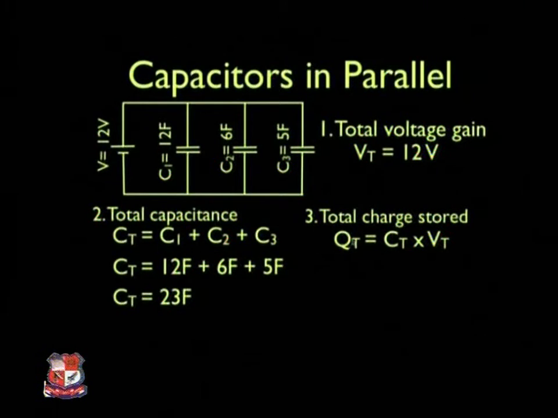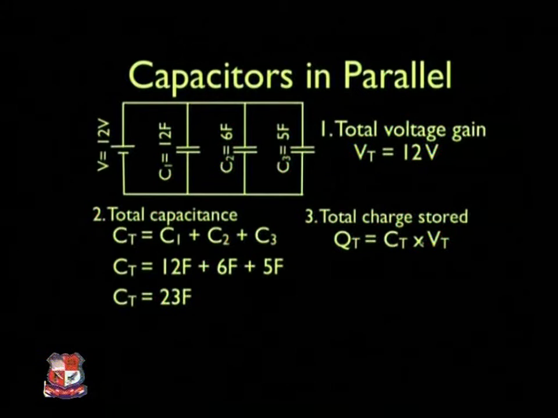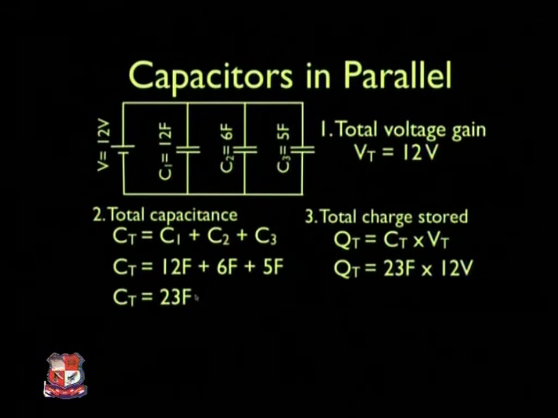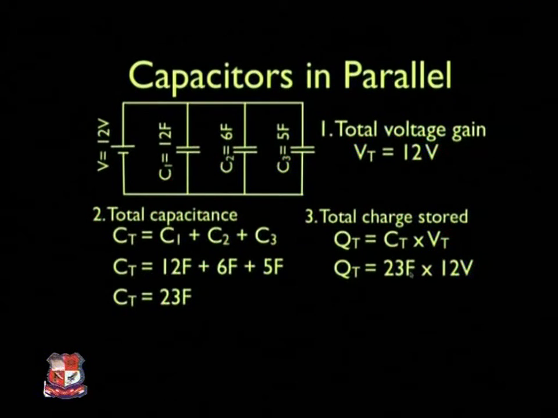And since we want to figure out the total charge, we have to use the total capacitance, or the equivalent capacitance, and the total voltage. Alright? And we can do it all in one step. And so that means that the total charge is equal to 23 farads, which we got over here, times 12 volts, which we got from our battery. Okay? Total capacitance, total voltage, multiply them together, you get 276 coulombs of charge.